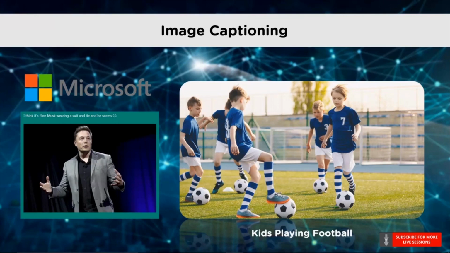On the screen, you can see we have the picture of Elon Musk, and the caption bot has generated a description that says, "I think it's Elon Musk wearing a suit and a tie, and he seems..." It ends with an emoticon. Another such application that suggests a perfect caption and best hashtags for a picture is Caption AI. Automatic image caption generation software can be built using recurrent neural networks and long short-term memory networks or LSTMs.